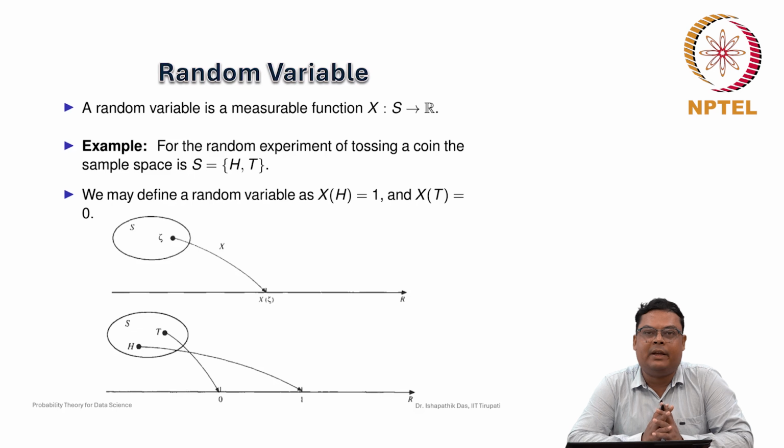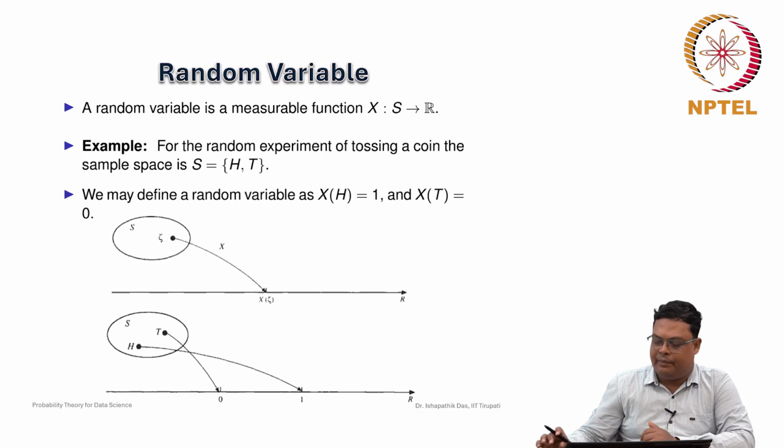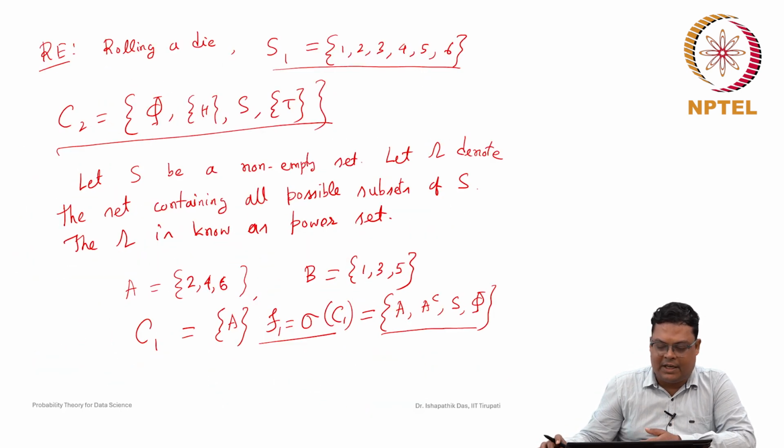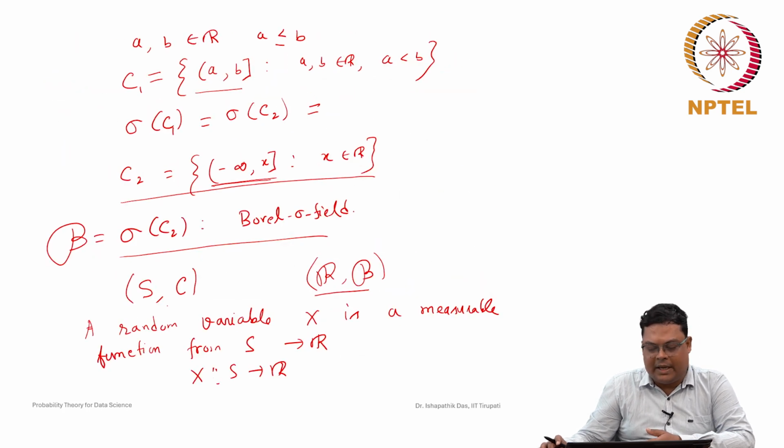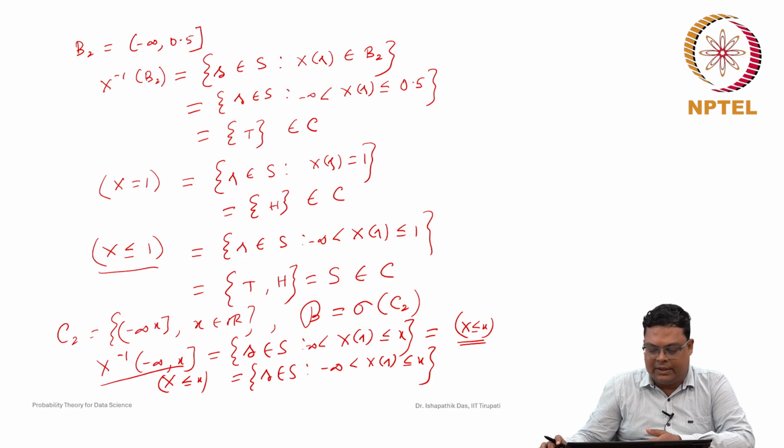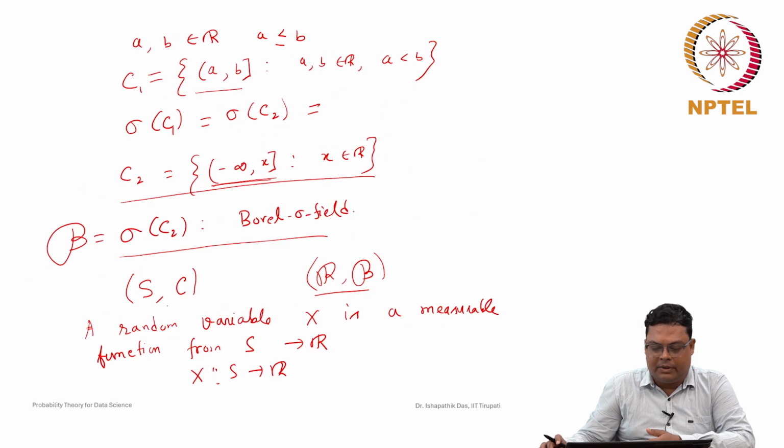A random variable is a measurable function X from S to R. Here is one example for a random experiment of tossing a coin. The sample space is S equal to {head, tail}. We may define the random variable as X(head) = 1 and X(tail) = 0. Then we have shown that it is a measurable function and a random variable. There are also many examples we can show of something that is not a random variable.